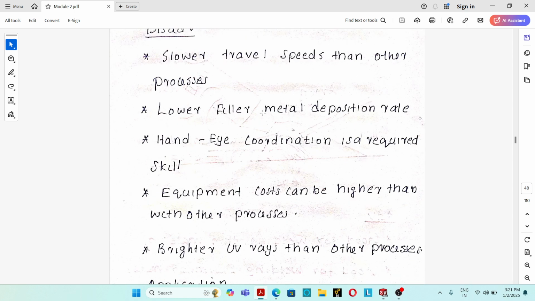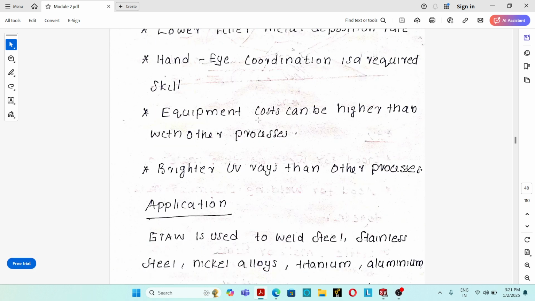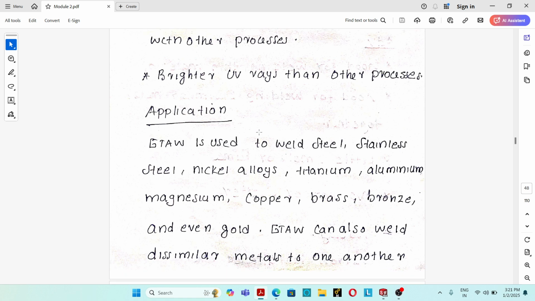So this is about the GTAW process, gas tungsten arc welding process, or tungsten inert gas welding process, TIG welding process. All are the same. The important point is that in the GTAW or TIG welding process, a non-consumable tungsten electrode is used for welding.